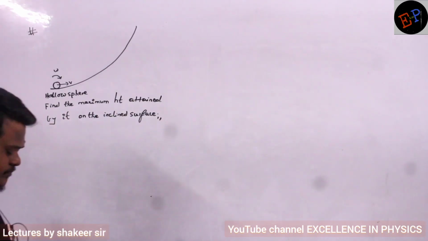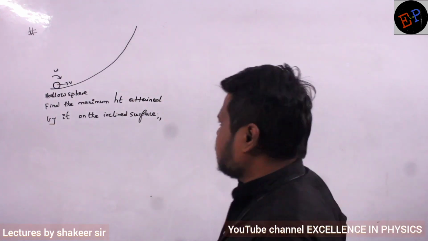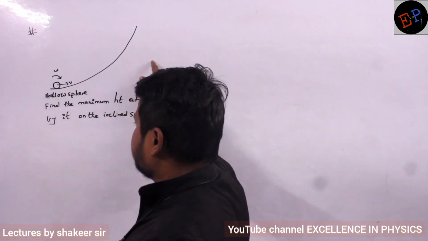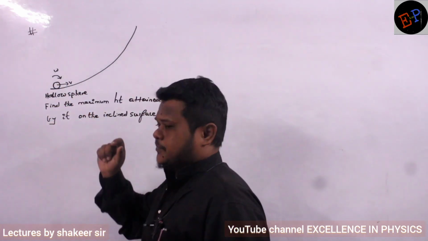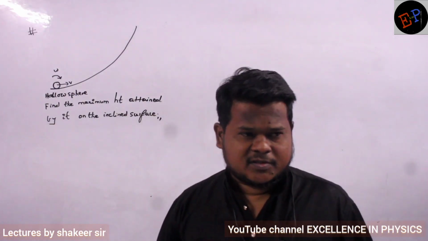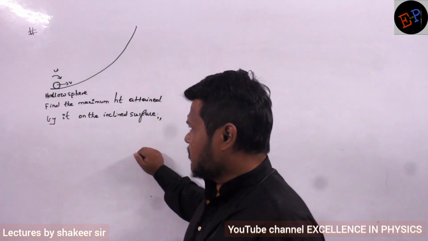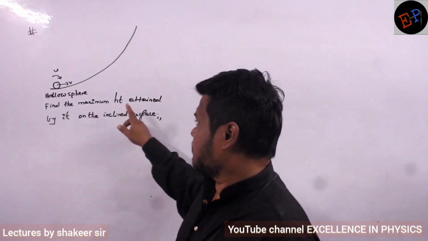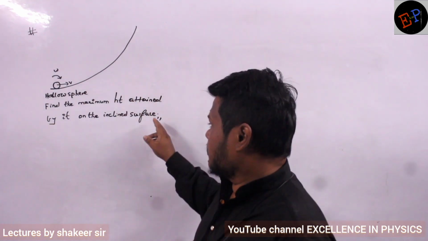Okay, now see this question. This is an inclined plane, which is present like this, and on that inclined plane there is a hollow sphere which is moving with a velocity of v. Are you able to understand? And angular velocity is also given, omega.